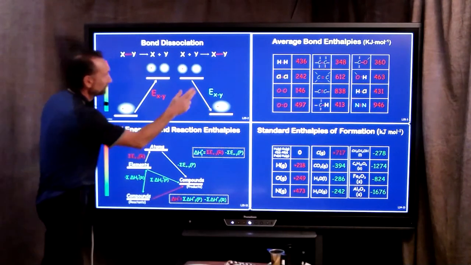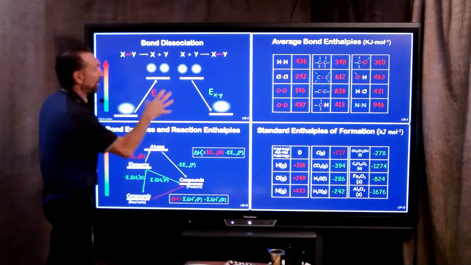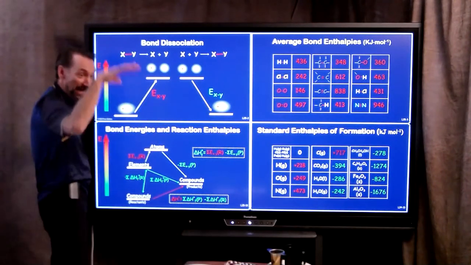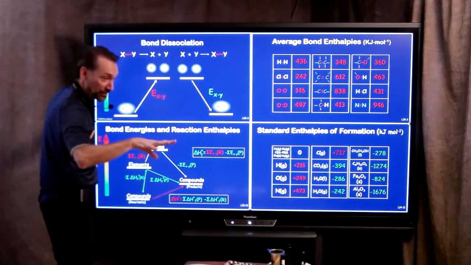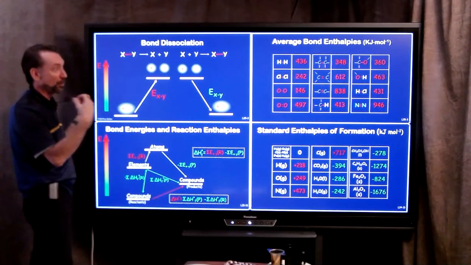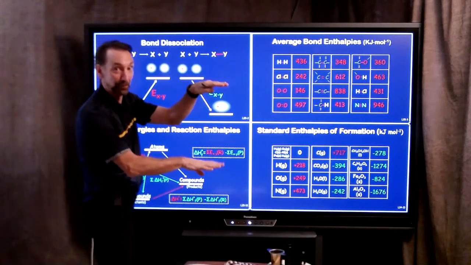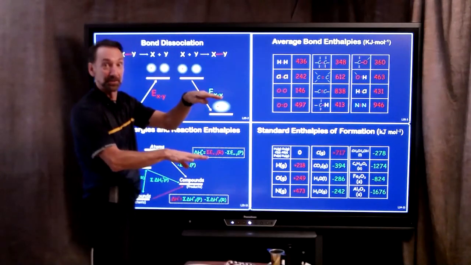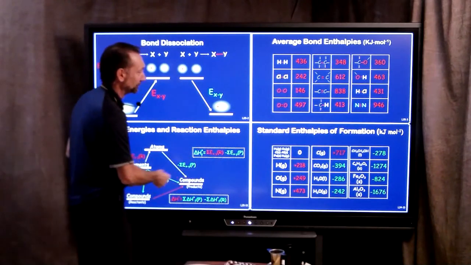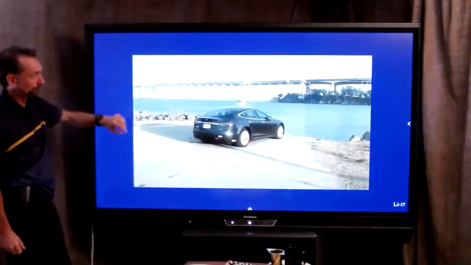So let's continue. Now we'll talk about bonds in particular. We haven't talked about bond energies in particular. We've alluded to them and we've ranked them, double bonds stronger than single bonds. But we haven't said quantitatively. That qualitative, this one's bigger than that one, is just a relationship thing. Quantitatively, you put a number associated with it. So let's look at that.